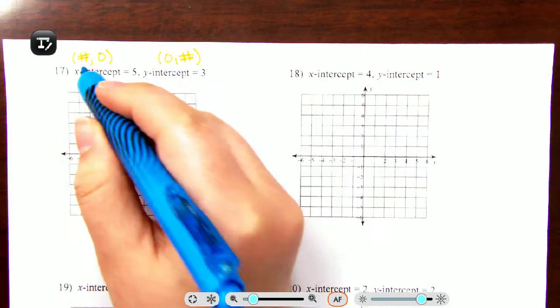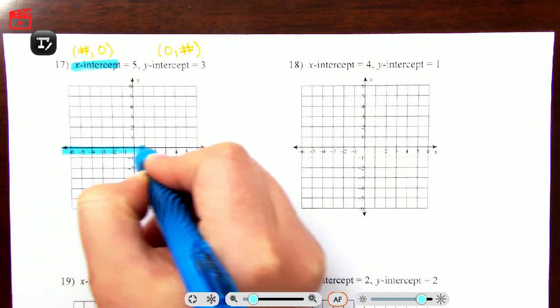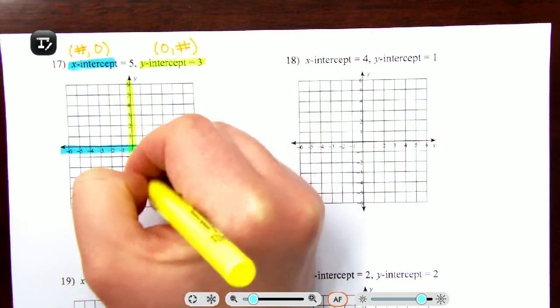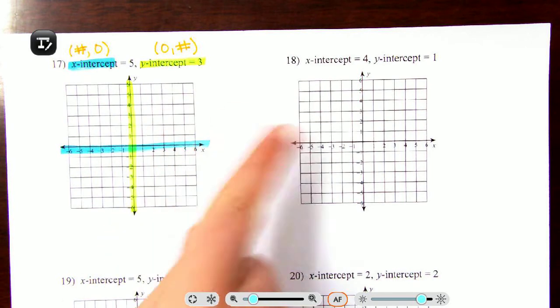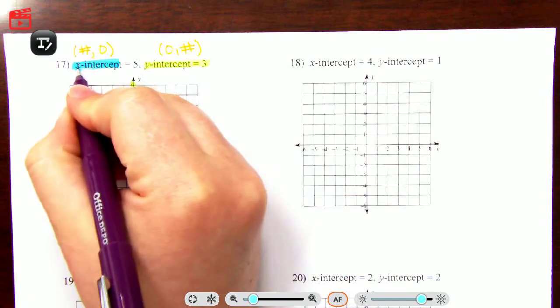Let's do the x-intercept first. Our x-intercept is here. The y-intercept is going to be here. And where they intersect is our origin, 0, in case you get a y-intercept which is 0, or an x-intercept which is 0. All right, let's do this.